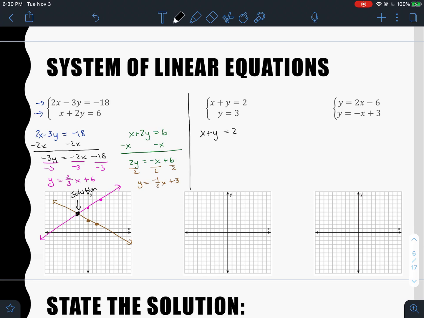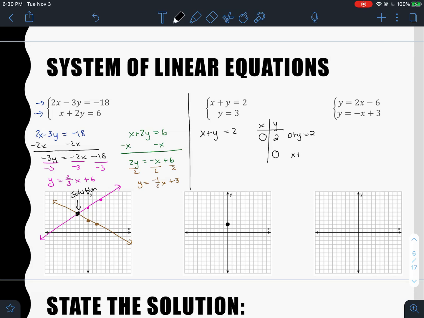So let's look at our next one: x plus y equals 2. If I want to graph x plus y equals 2, let's do this one by finding its intercepts. Remember, to find the y-intercept, we let x equal 0 and we solve for y. If I plug in 0 for x, I get 0 plus y equals 2, and so y equals 2. So my y-intercept is 2, and I have the point (0, 2).